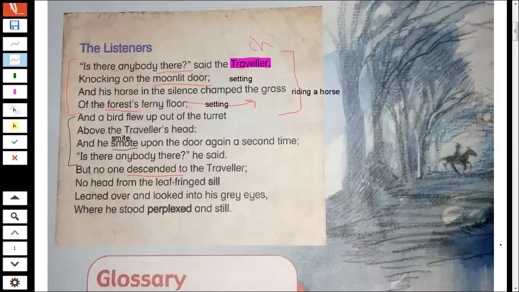So using descended in this line shows that this place consists of 2 floors or maybe more. No one descended. It also shows another idea that no one lives there since no one replied, or maybe they are sleeping. We can't be sure till we complete and go on. No head from the leaf French sill. No head, it means no one. Like, sure, you want to represent yourself as head. It's not your head who will go. It's mainly concerned about a person. No person from the leaf French sill.